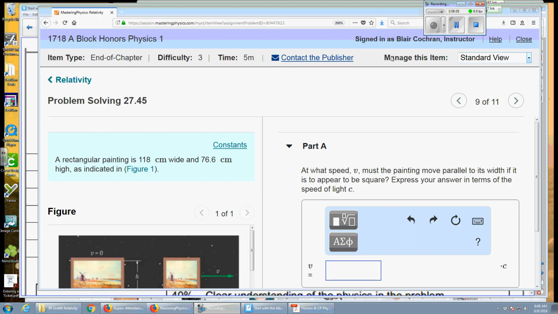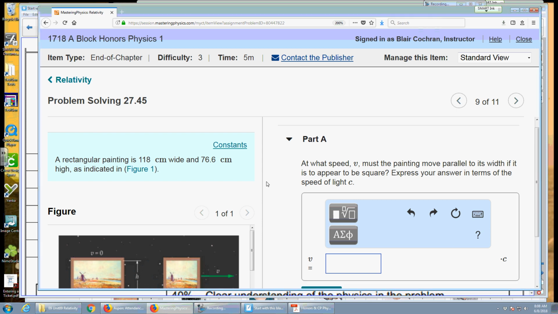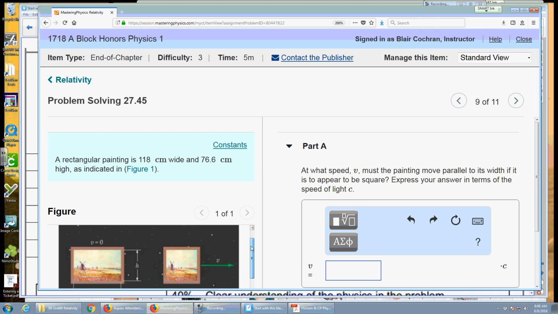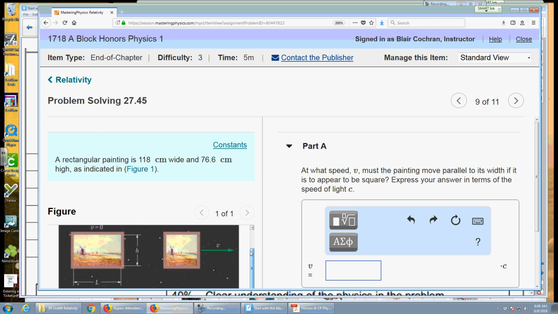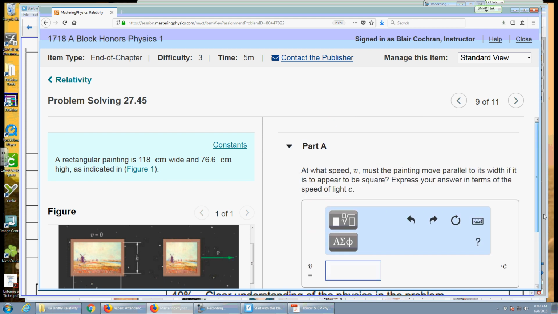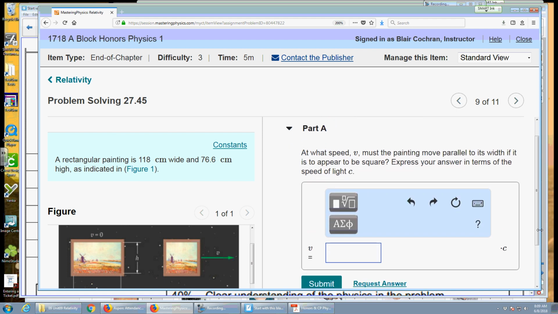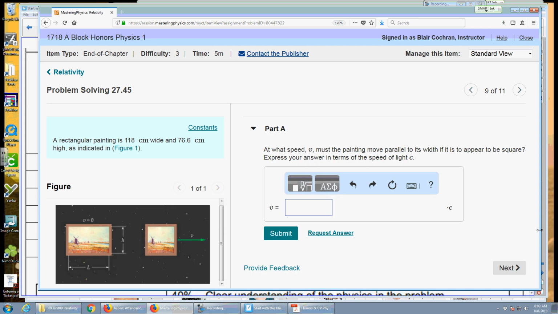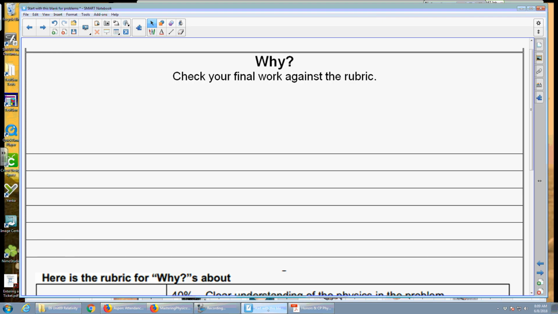So, number 9. A rectangular painting of this and this. Okay. At what speed v must the painting move parallel to its width to appear to be square? Oh. There's just a part A. Okay. All right. So I think there's a couple of key understandings here in number 9.